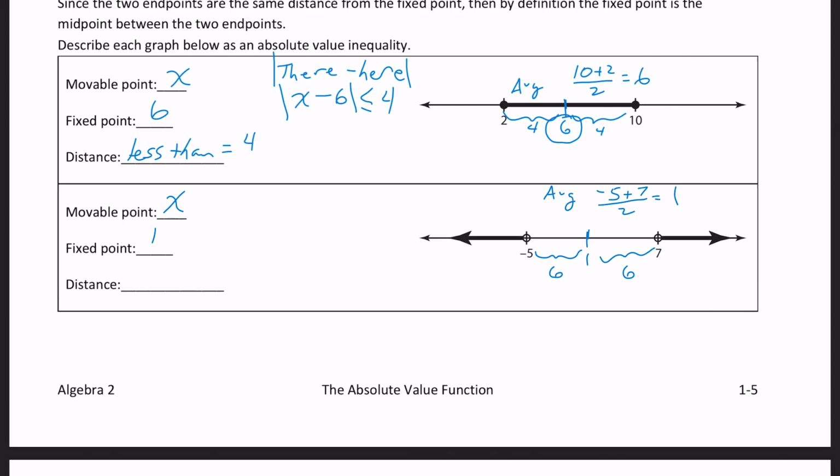And the distance away is greater than 6 units away. So here's our statement. There, the movable point x, minus here's the fixed point 1, absolute value in case it gives a negative answer, and the distance is greater than 6. So that's the way you do those.